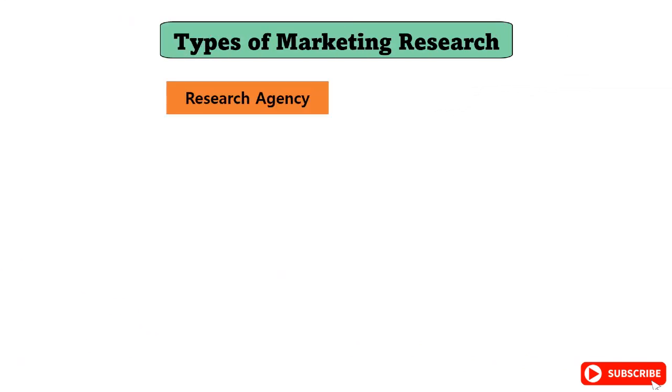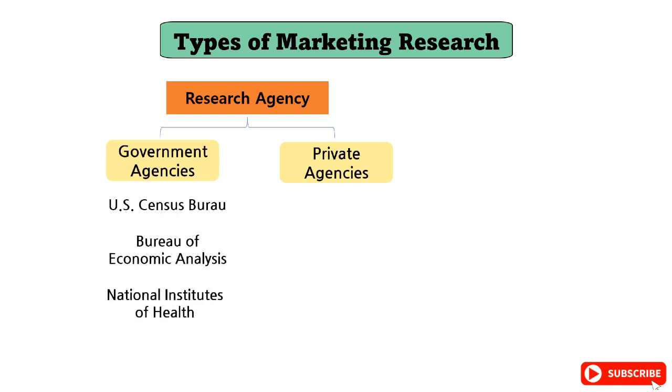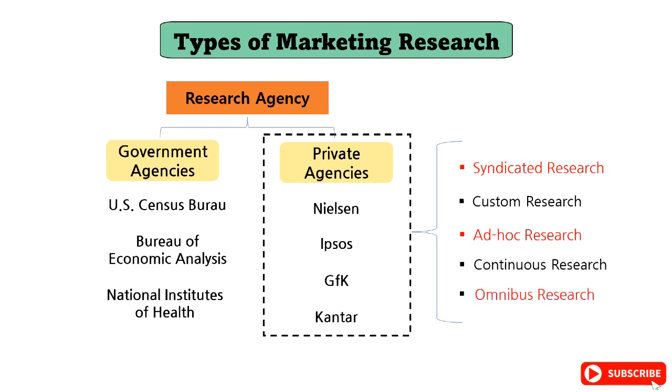First, let's look at the research agency. In the United States, research organizations can be broadly categorized into government agencies and private companies. Government agencies involved in market research include the U.S. Census Bureau, Bureau of Economic Analysis, and National Institutes of Health. Private companies engaged in specialized market research include Nielsen, Ipsos, GfK, and Kantar. Private companies often classify types of research into syndicated research, ad hoc research, and omnibus research.